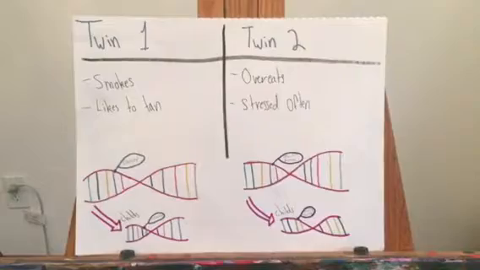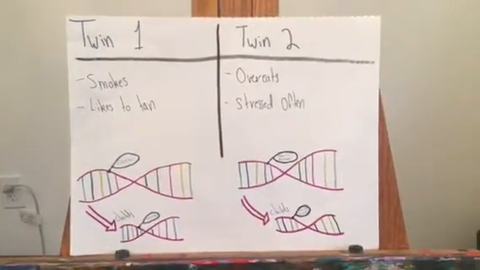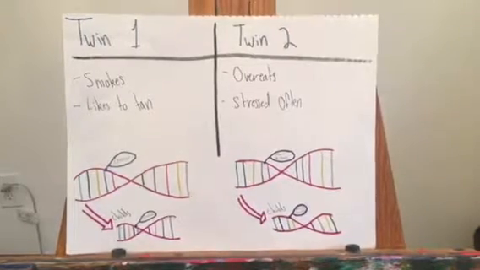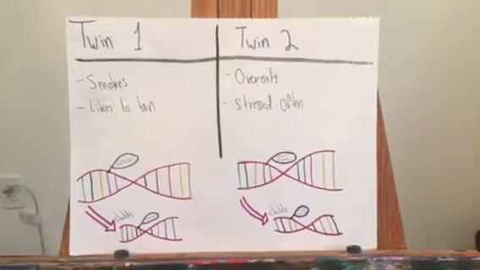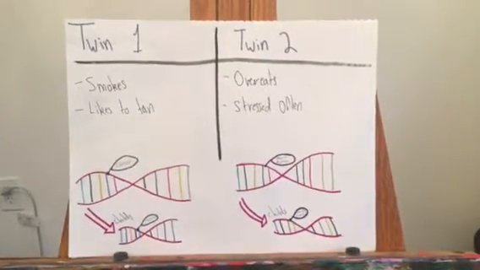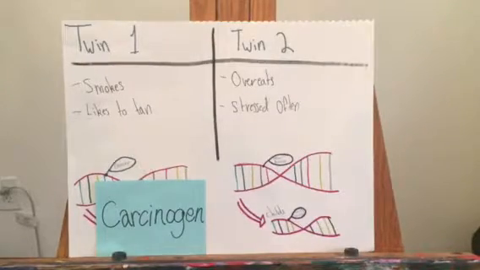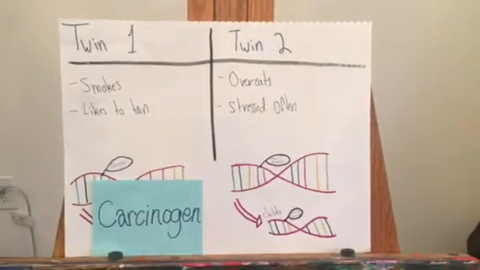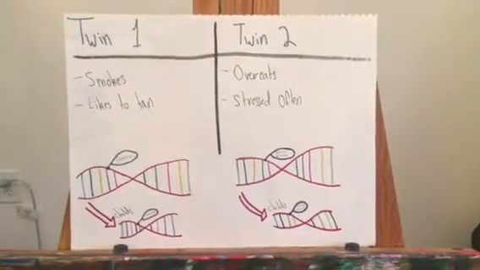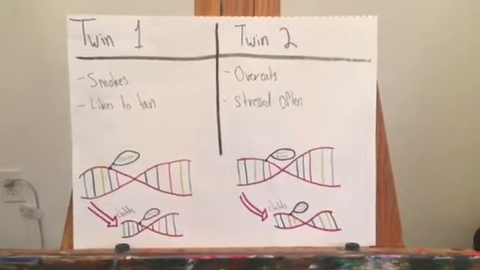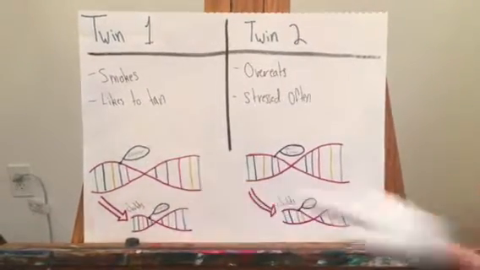For example, twin 1 smokes and likes to tan. The exposure to these carcinogens, Carcinogens, a substance or agent that causes cancer, could cause her epigenome to change for the worse, resulting in an increased likelihood for cancer that could then be passed down to future children.